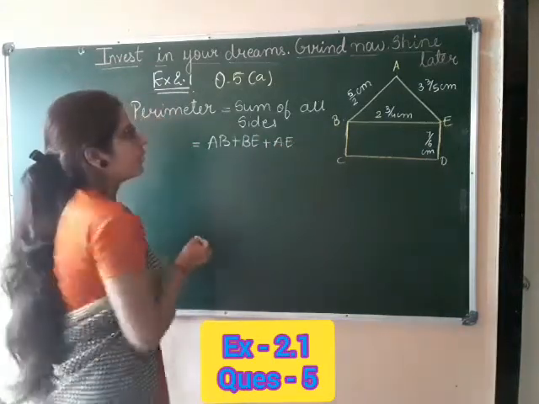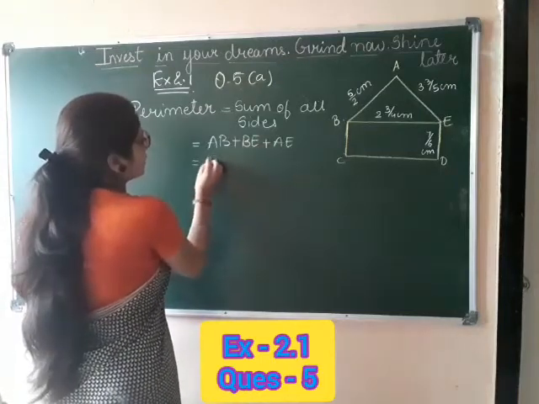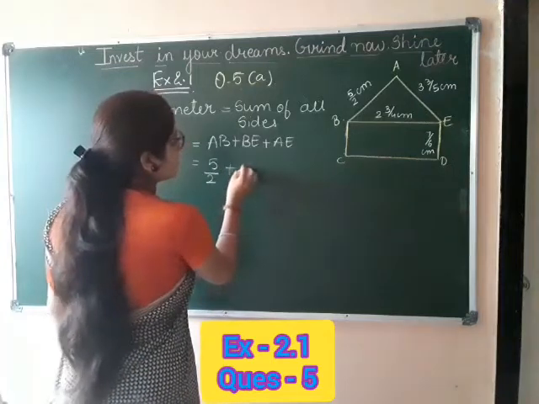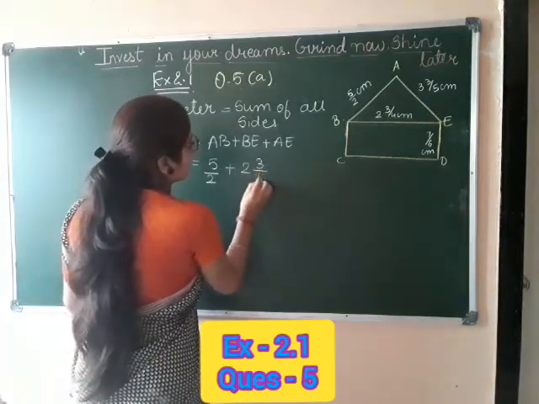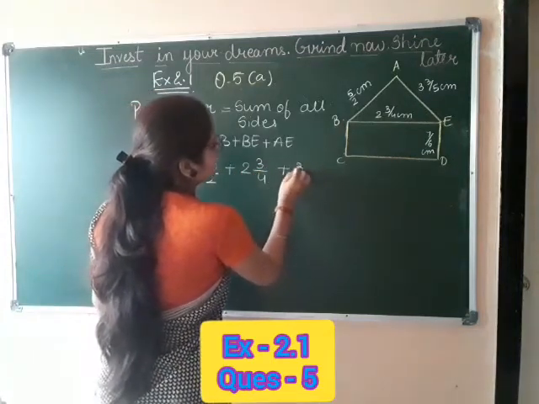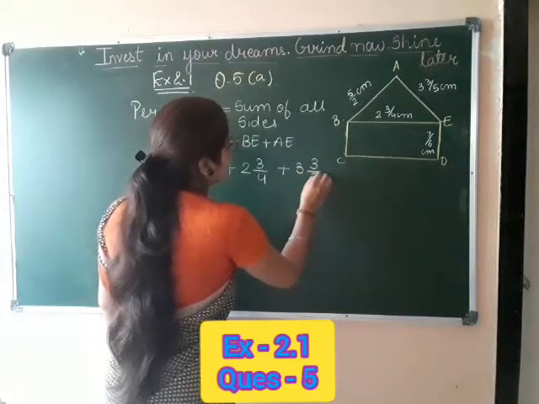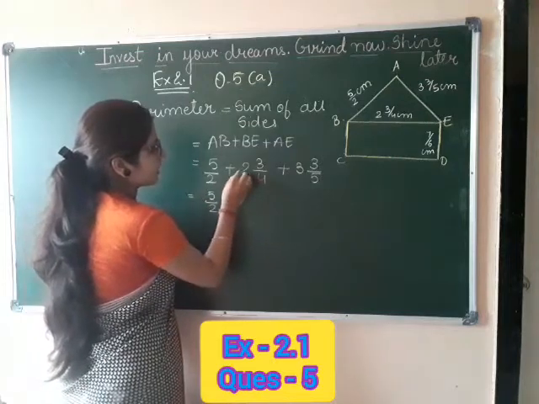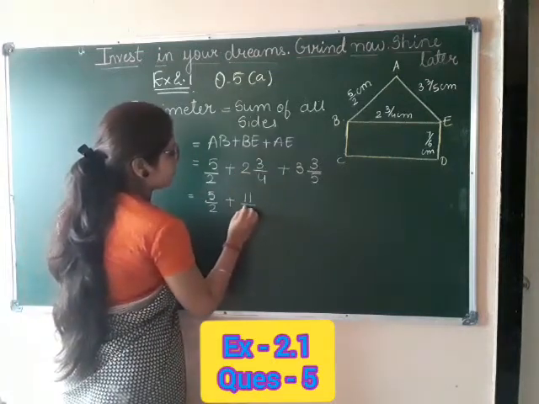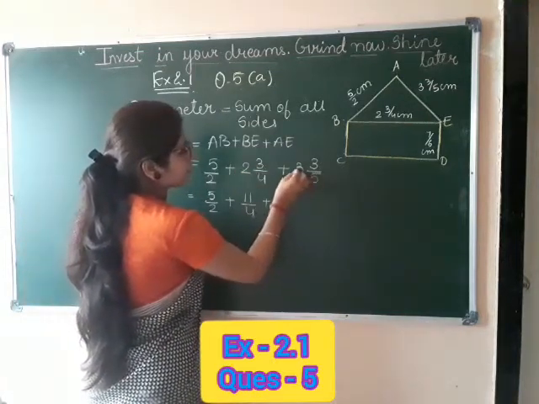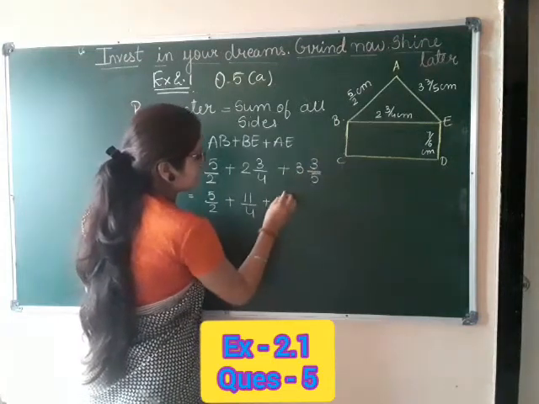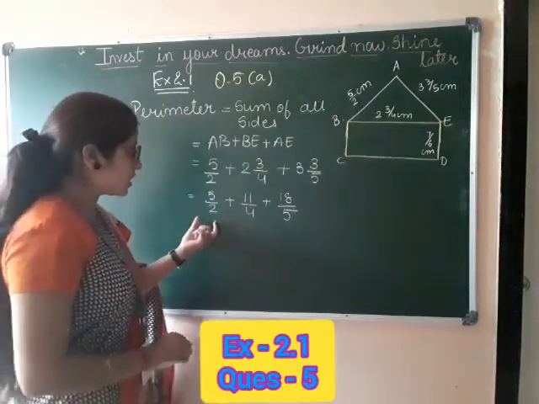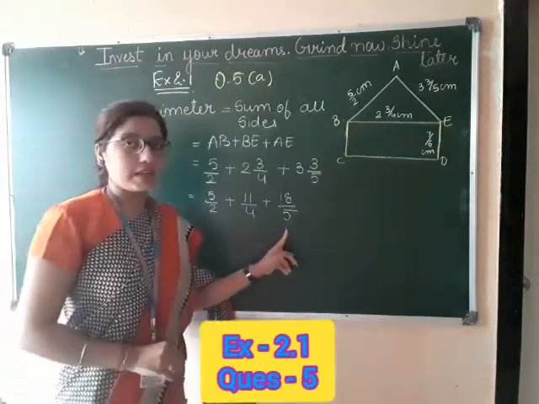Now put the values. AB is what? Pi upon 2 plus BE is 2 3 upon 4 plus AE is 3 3 upon 5. Convert these to improper fractions: 4 times 2 is 8, plus 3 is 11 upon 4, and 5 times 3 is 15, plus 3 is 18 upon 5. Now for adding, you see 2, 4 and 5.